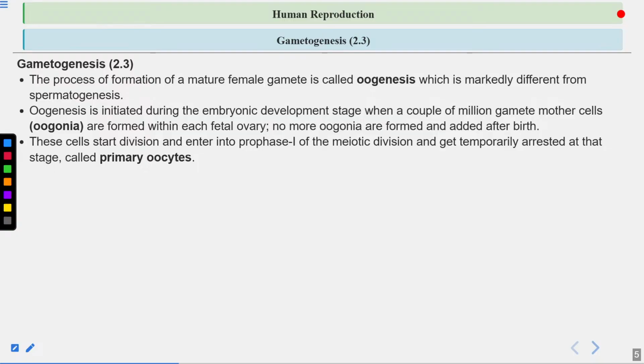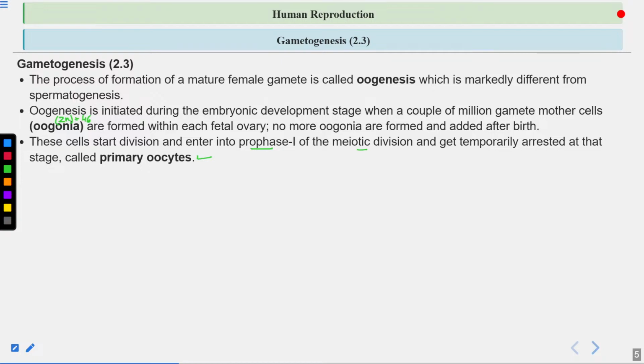Now these oogonia start dividing and enter prophase 1 of meiotic division, and get temporarily arrested at that stage, called the primary oocyte. So this is the answer to the question of why the eggs are released in females after puberty. These oogonia are diploid cells. Remember this. They are 2n, they have 2 sets of chromosomes. In humans, a diploid cell consists of 46 chromosomes. So oogonia are diploid cells and contain 46 chromosomes.